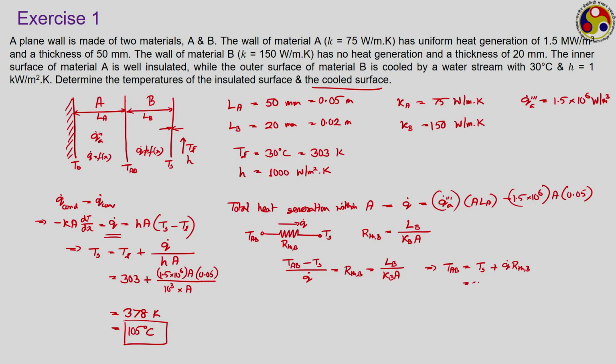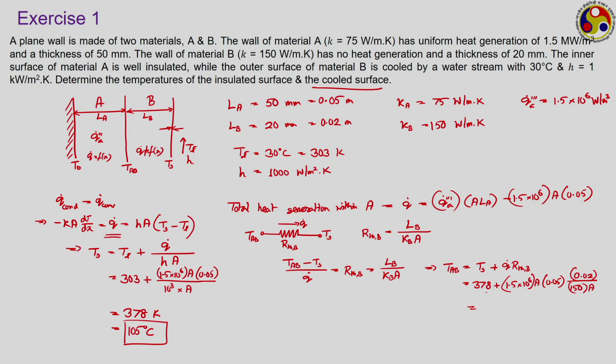Ts we have now calculated to be equal to 378 Kelvin, plus Q dot, which is 1.5 into 10 to the power 6 into area into 0.05, and R thermal is thickness of layer B, 0.02, by its thermal conductivity, 150, into the area A, and accordingly the area cancels out. So, we can easily get the temperature at that particular location. I do not have the numbers here for this TAB, you please try to do the calculation to check whatever values you are getting in this particular case. Actually, it will not be very difficult to get.